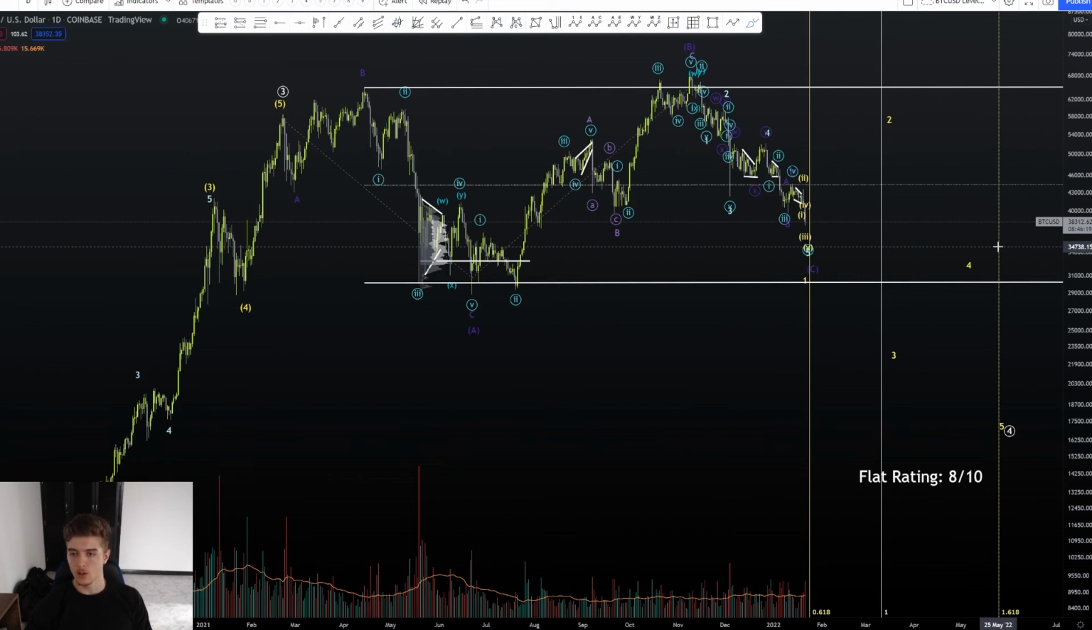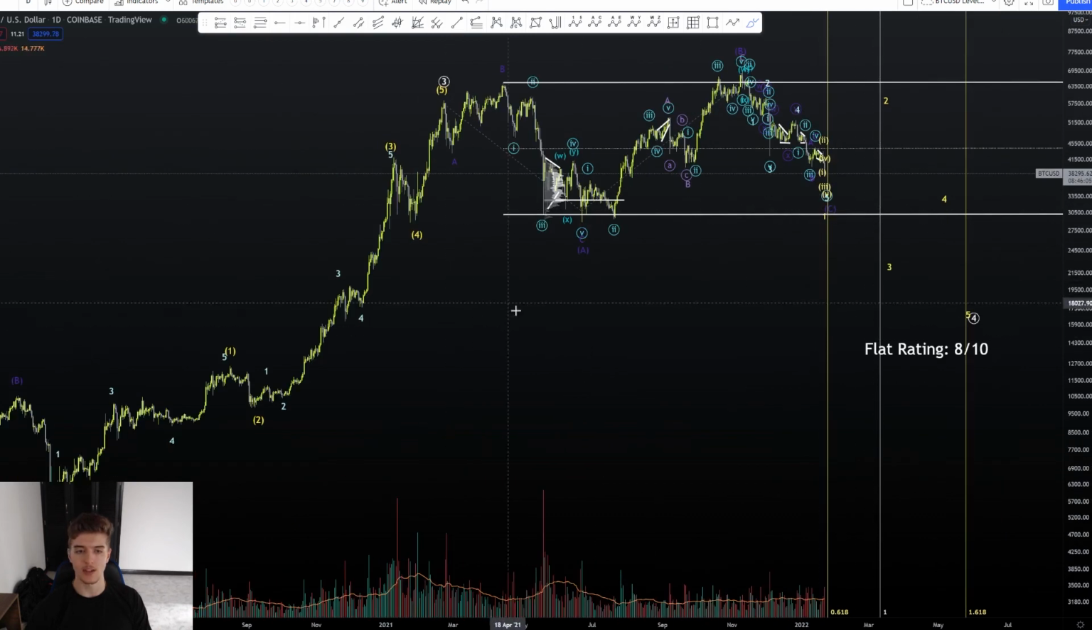So in conclusion, it makes good sense that this could be a running flat or an expanded flat, but statistically, expanded flats tend to be a little bit more likely in crypto. So we have to expect that this is going to be an expanded flat, and it's going to bring us all the way down here.